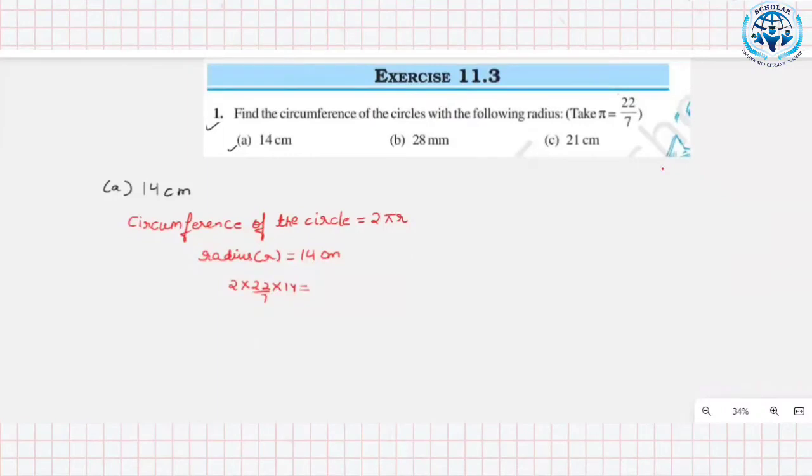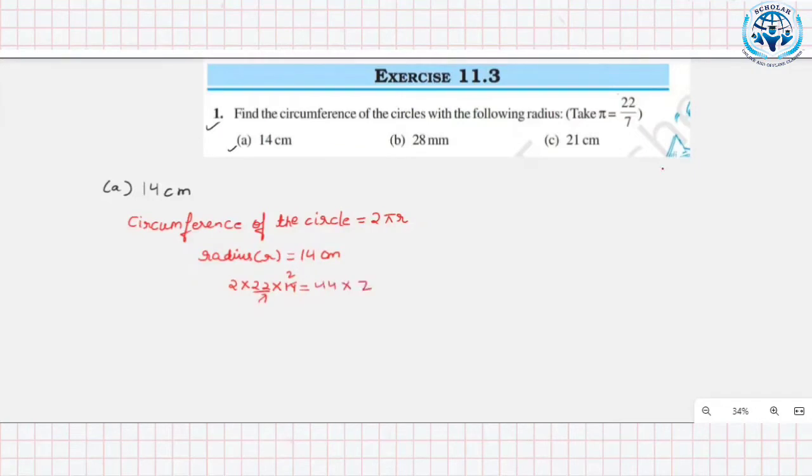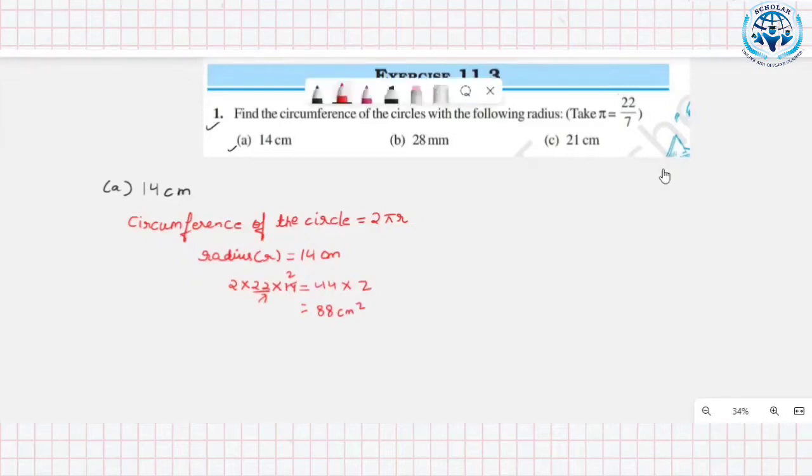The first question of exercise 11.3 is to find the circumference of the circles with the following radius. The first one is 14 centimeter. We will put this measurement in the formula 2 pi r, and 7 twos are 14. 44 into 2 is 88 centimeters.